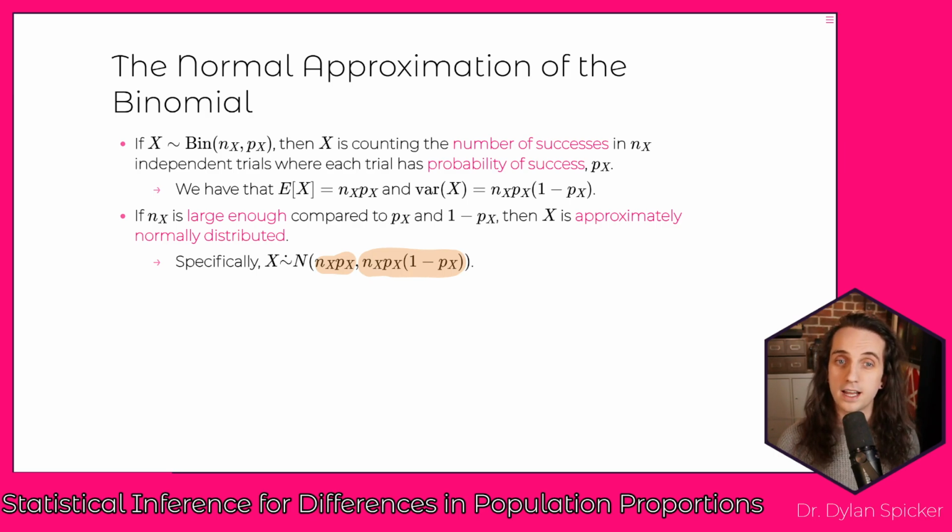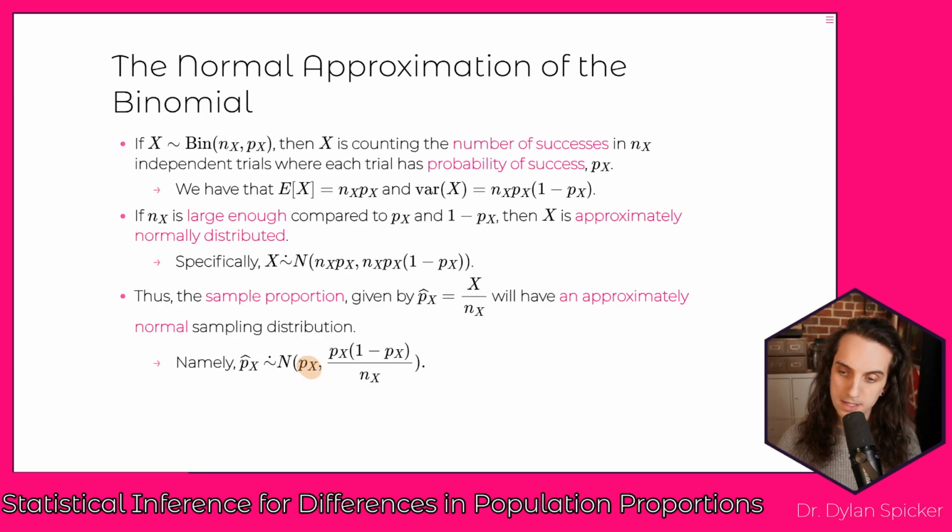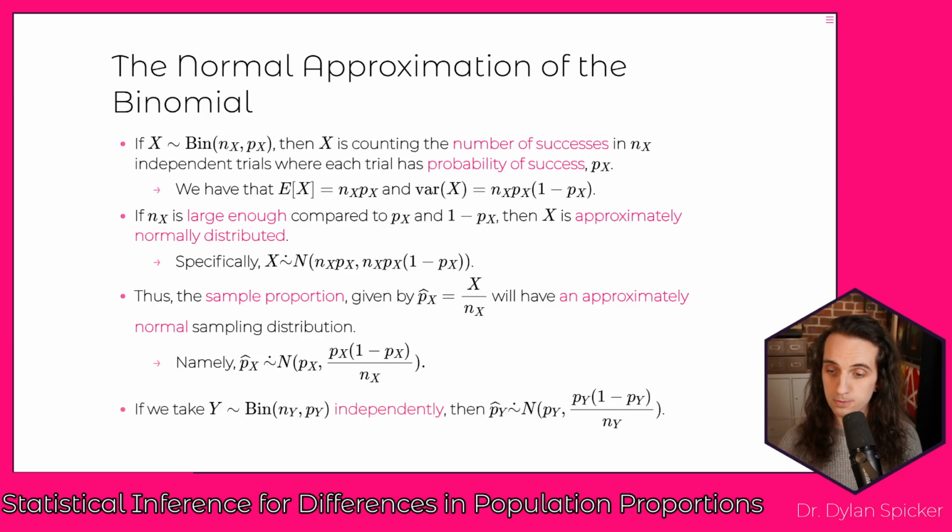Right, so we have this approximate normal distribution here. Then the sample proportion, right? If we actually want to understand what the proportion is in our sample, we take the observations divided by the total number. So that's our sample proportion here. This is also going to have an approximately normal sampling distribution. Specifically, it's going to be approximately normal with a mean of px, the true proportion, and a variance of px times 1 minus px over nx. Okay, so that's going to be the normal sampling distribution for the sample proportion of x.